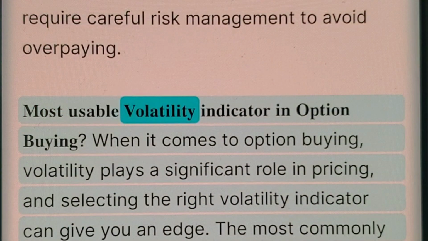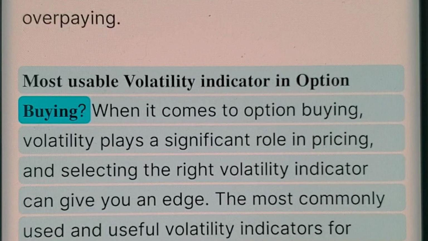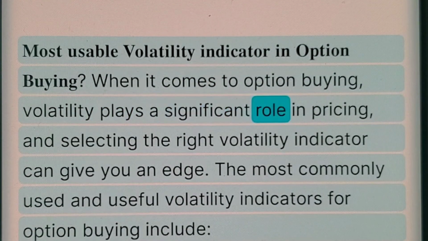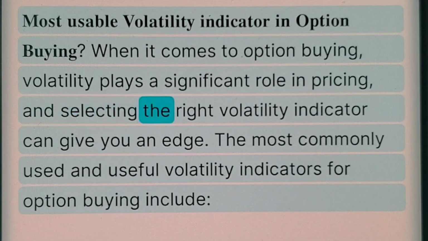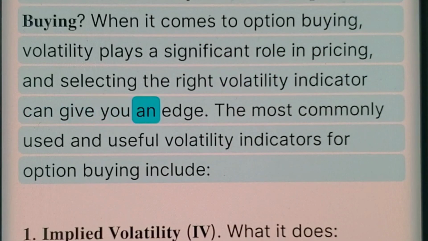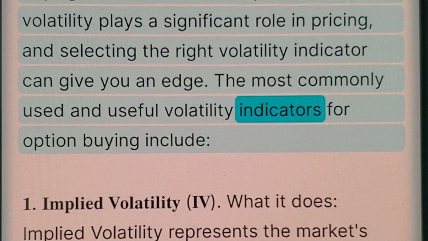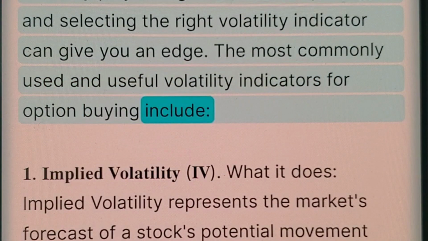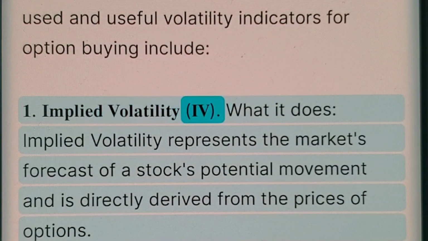Most usable volatility indicator in option buying. When it comes to option buying, volatility plays a significant role in pricing, and selecting the right volatility indicator can give you an edge. The most commonly used and useful volatility indicators for option buying include: 1. Implied volatility, IV.